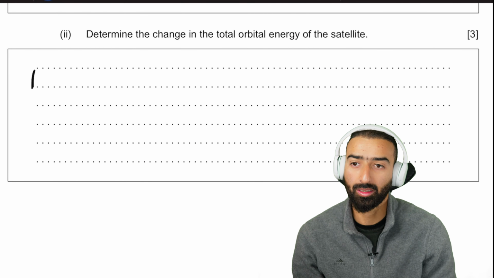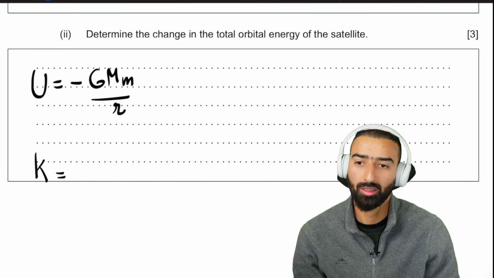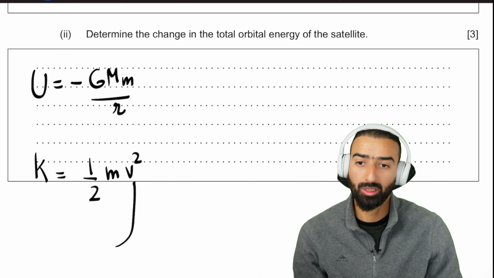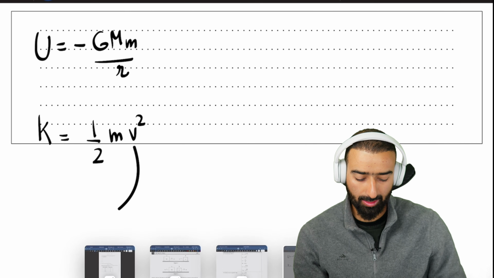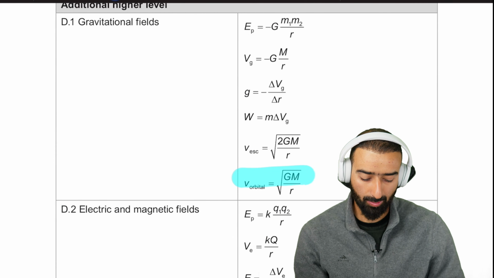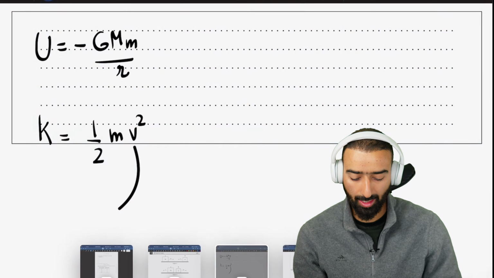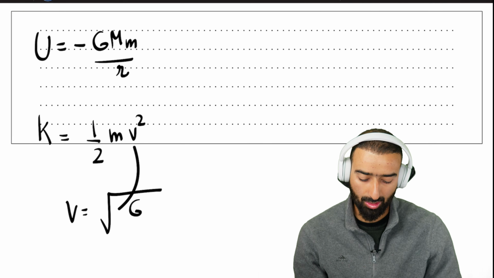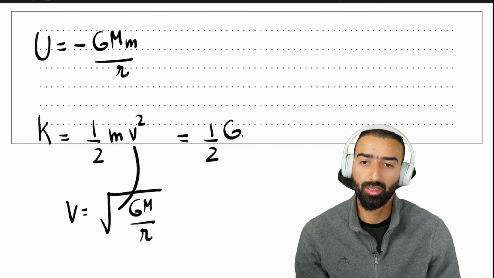Let's start off by writing the equation for potential energy, which is minus GMm over r, and the equation for kinetic energy in an orbit would be half mv squared. For v, we can substitute the value of the orbital velocity. You can find this in your data sheet in the fields section, v orbital equals square root of GM over r. Let me substitute that in this equation. v equals square root of GM over r. If I do that, I get a value of half GMm divided by r.